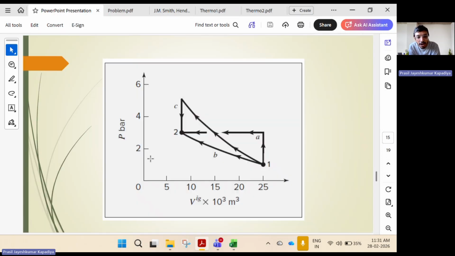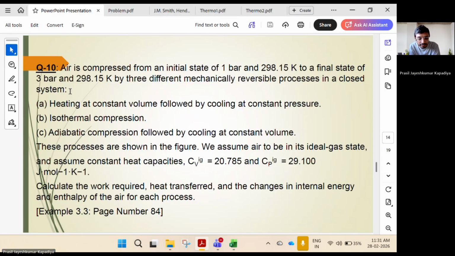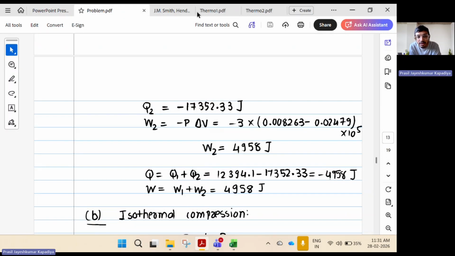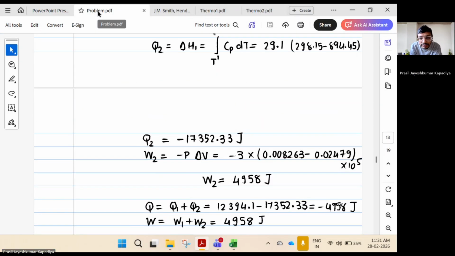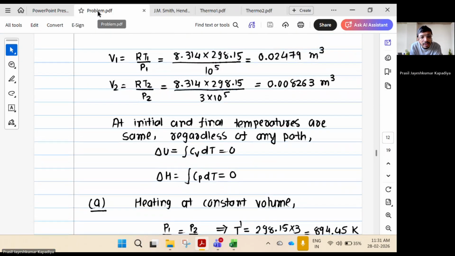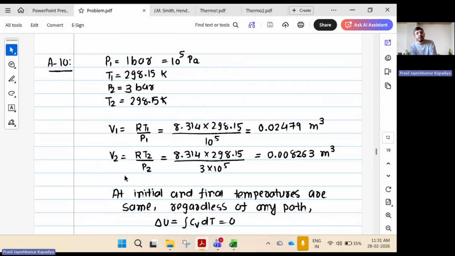So my pressure is 3 bar, and delta V is the volume change. Initially my volume was... okay, so let's first find out the initial and final volumes. My initial volume V1 is RT1 by P1, that is 0.02479, and V2 is RT2 by P2, that is 0.008263 meter cube.